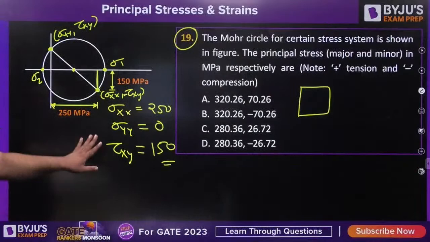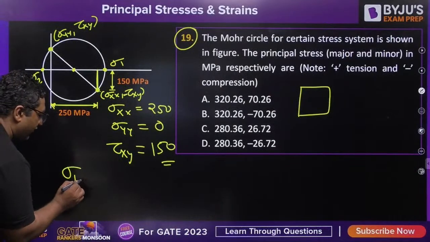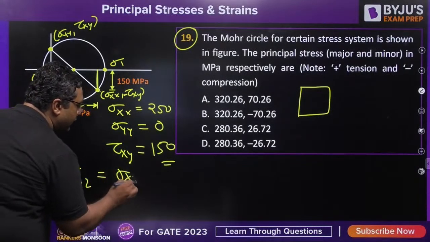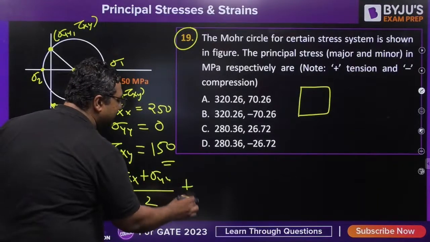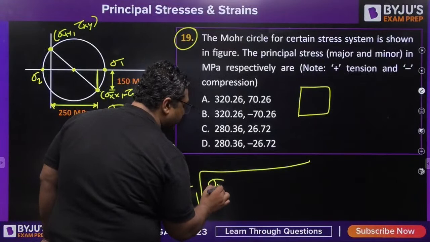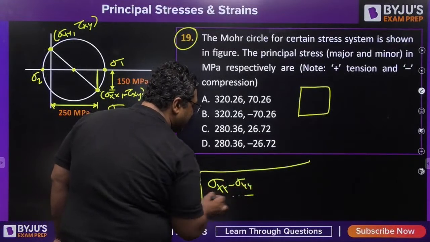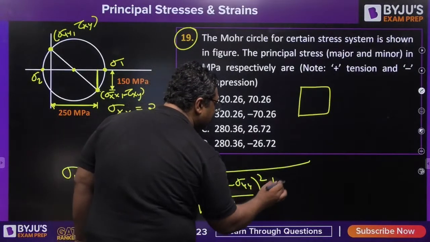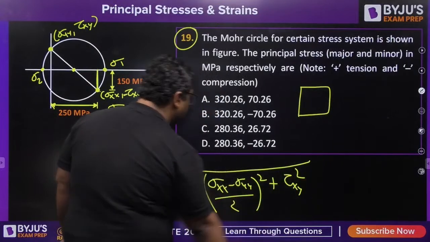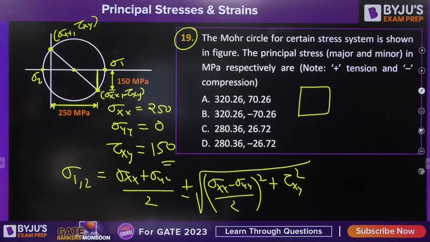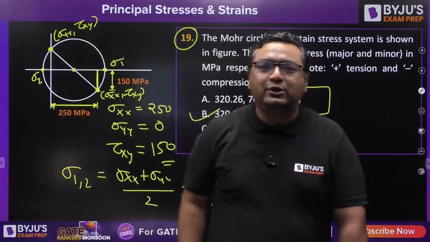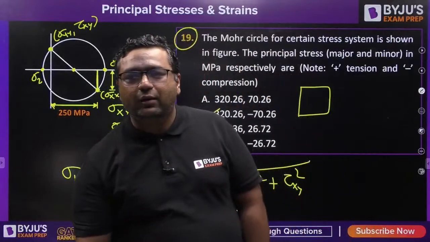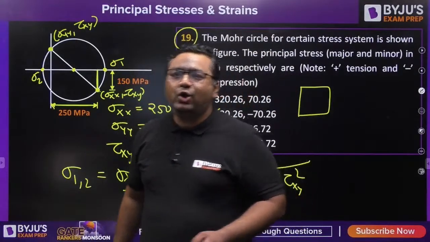So if you see this, you will be finding it out with the formula now. Sigma xx plus sigma yy by 2, plus minus square root of ((sigma xx minus sigma yy) by 2) whole square plus tau xy whole square. Guys, please tell me, are you getting it or not? And please tell me whether you are enjoying the session or not, because we have seen a number of new varieties today. Is it clear or not?